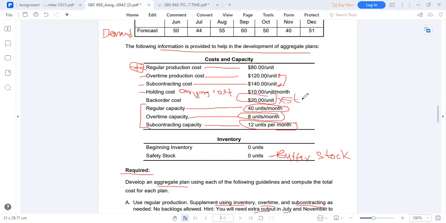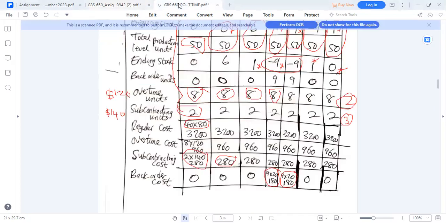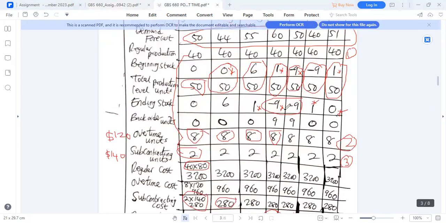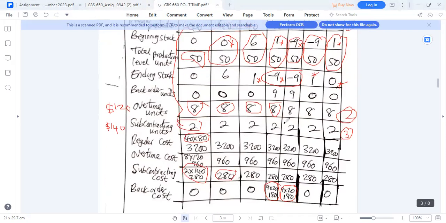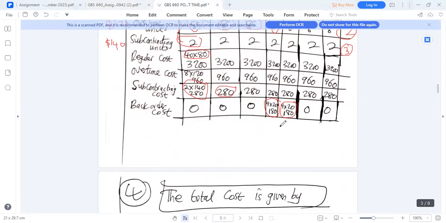We tried our best that we could, but we failed to meet the demand in some months. We failed to meet the demand in September and October, which was unfortunate. So this is the reason why we are looking at this one.